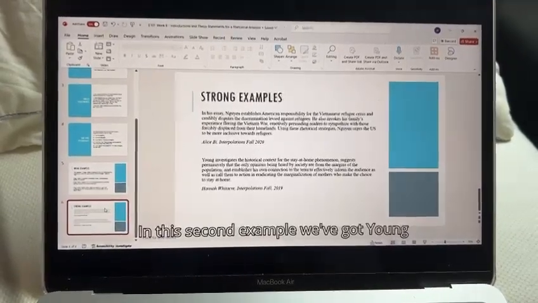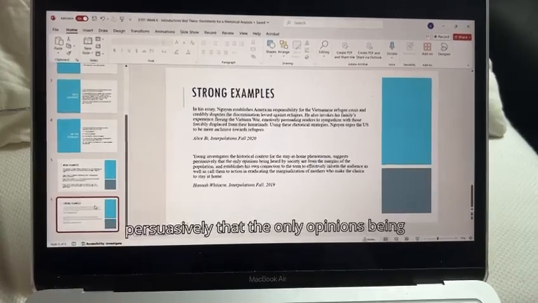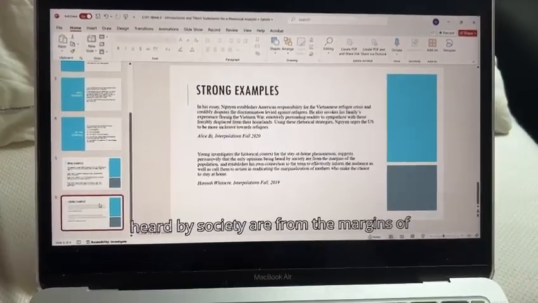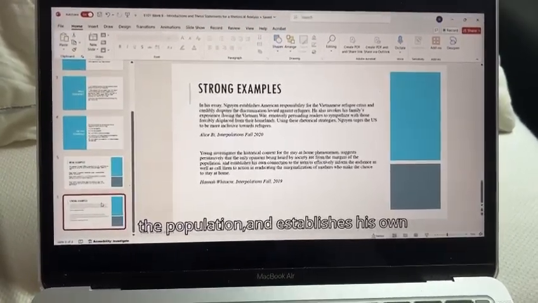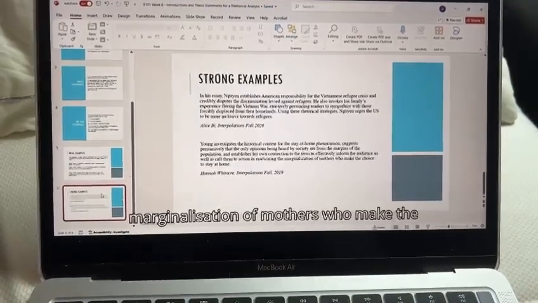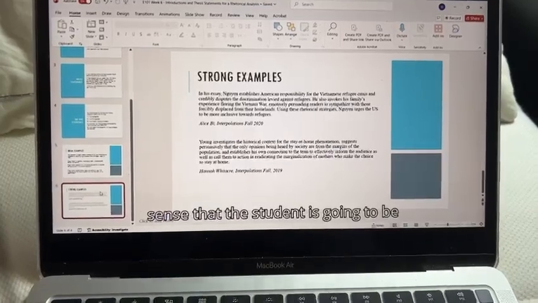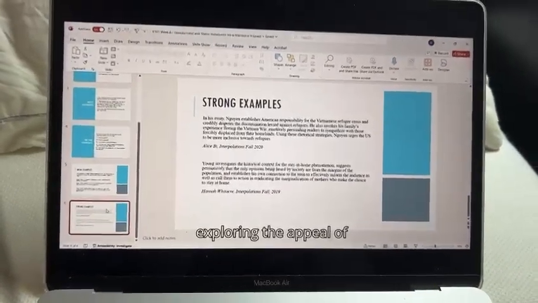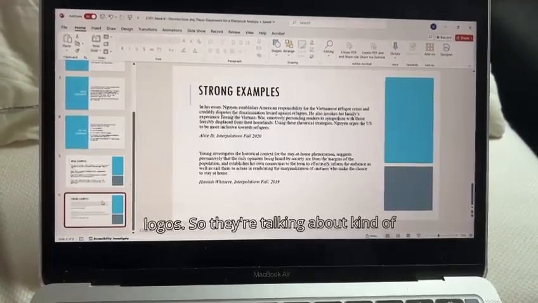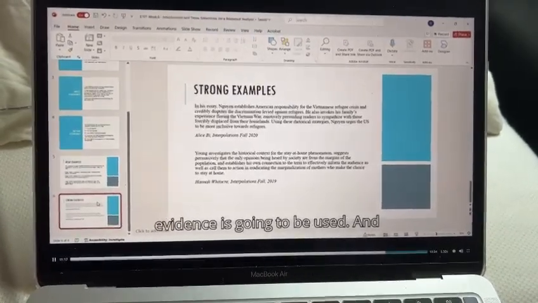In the second example, we've got Young investigates the historical context for the stay-at-home phenomenon, suggests persuasively that the only opinions being heard by society are from the margins of the population, and establishes his own connection to the term to effectively inform the audience as well as call them to action in eradicating the marginalisation of mothers who make the choice to stay at home. So here I get a sense that the student is going to be exploring the appeal of logos. They're talking about evidence-based techniques, historical context. That sounds like evidence is going to be used.